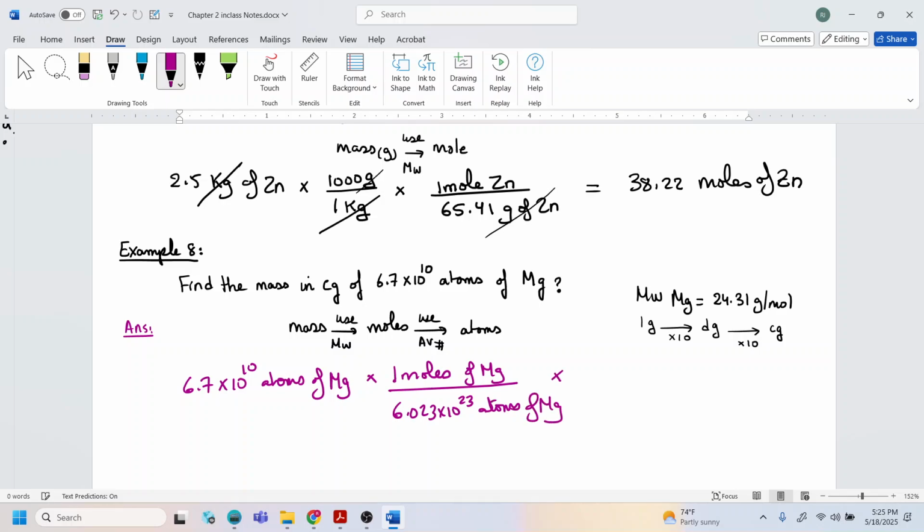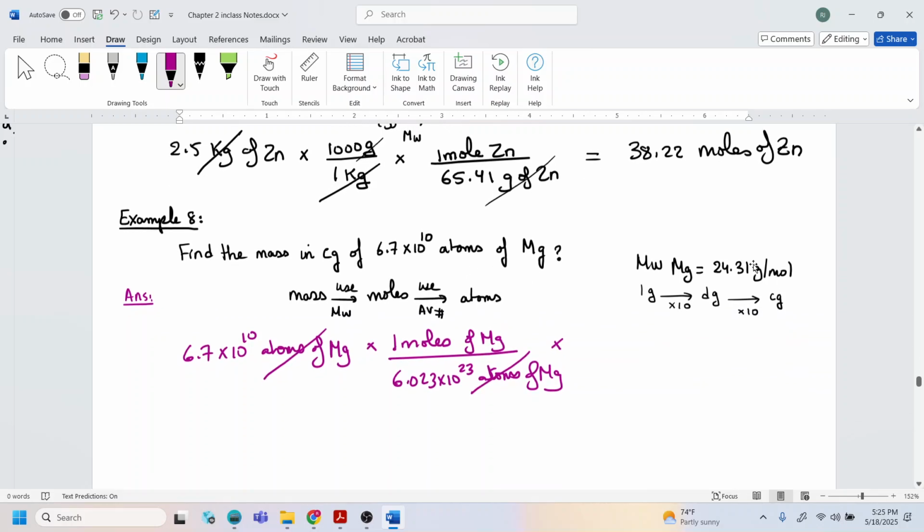Okay, now I get the moles in there. So now I am here. I need to change this into the mass. So I'm going to use the molecular weight of magnesium from the periodic table. This is the molecular weight for every 1 mole. This is the mass. I want to cancel the moles, so the mole has to be in the denominator. So for every 1 mole of magnesium, that corresponds to 24.31 grams of magnesium there.